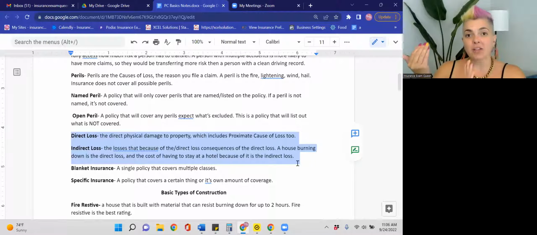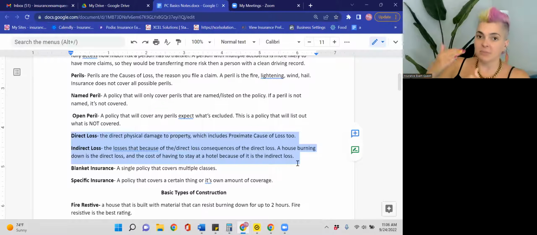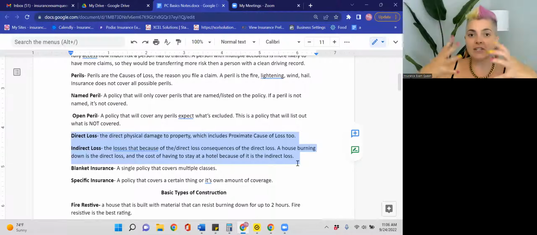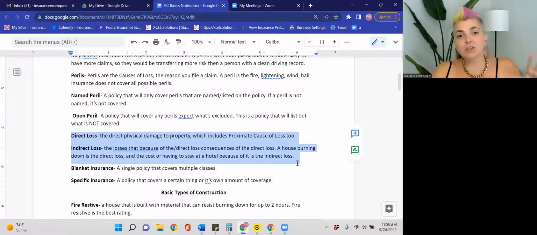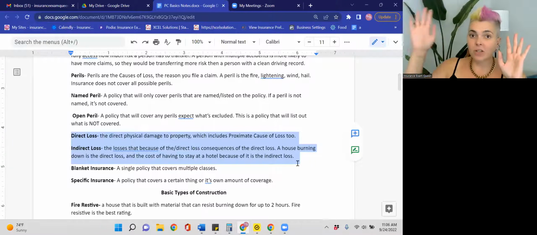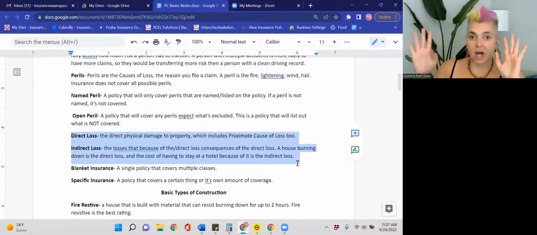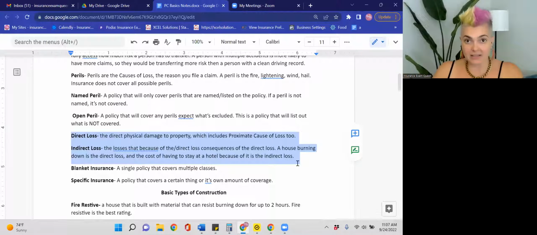The indirect loss of the pipe bursting is loss of profit. I am losing my ability to have customers come in and pay me money for my products and services because I have to shut my doors down because of a pipe burst, which is a covered loss. So the direct loss would be the pipe bursting, and the loss of income, the loss of profit, would be the indirect loss. All of that is covered on the policy. So direct losses are covered and indirect losses are covered.